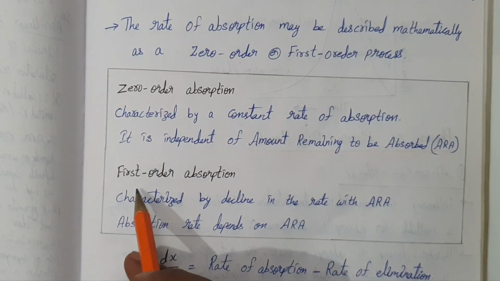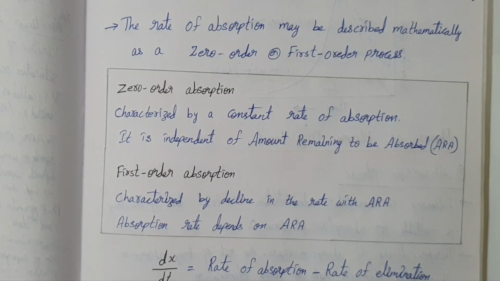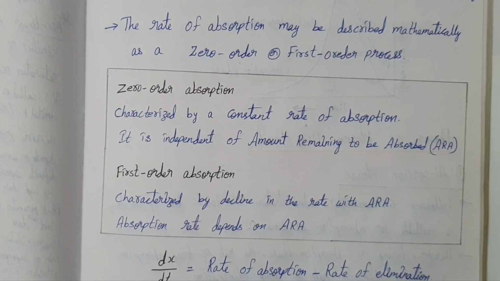Next we have first order absorption. The rate decreases over time in first order absorption. It depends on how much of the drug is still left at the absorption site, and first order absorption is followed by most of the drugs given orally. So they follow this model only.